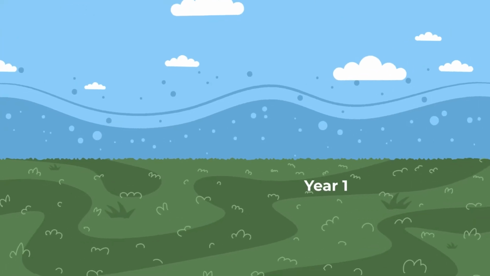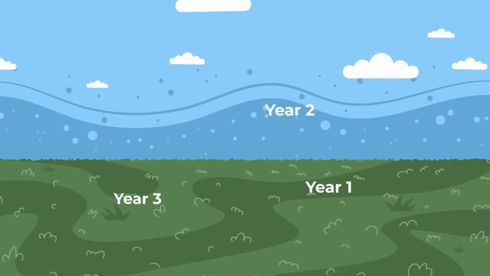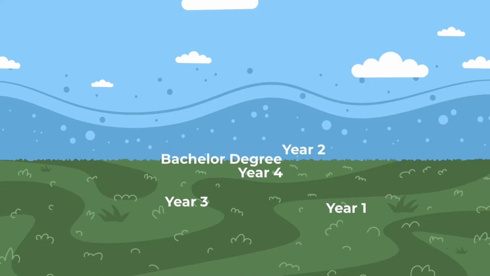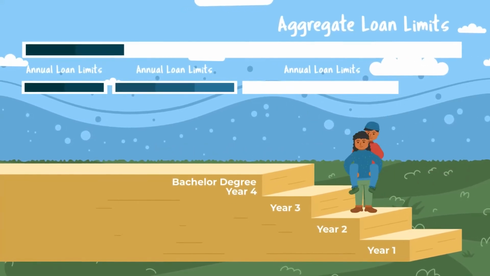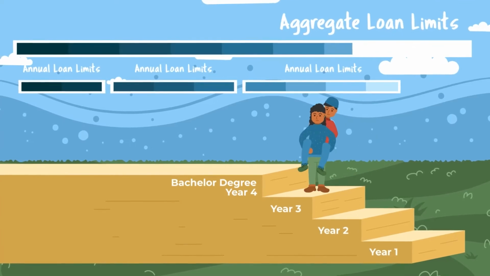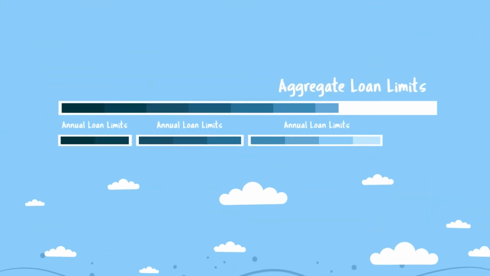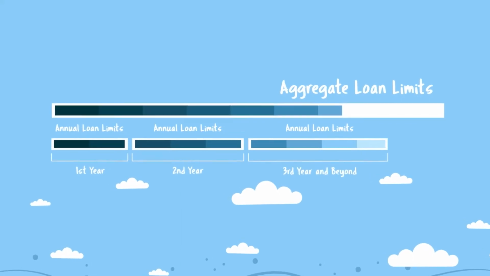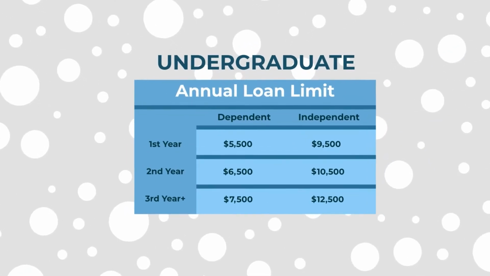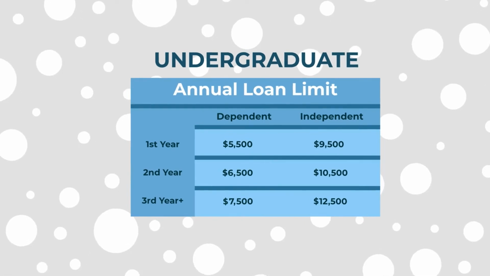The next factor is what year you are in your undergraduate studies. As you progress through your degree program, the government will allow you to borrow larger amounts of money each year. They break down these limits across 3 categories: first year, second year, and third year and beyond. Here you can see the annual loan limits for undergraduate studies in the table.